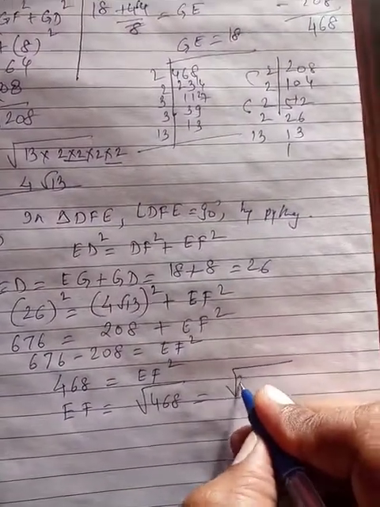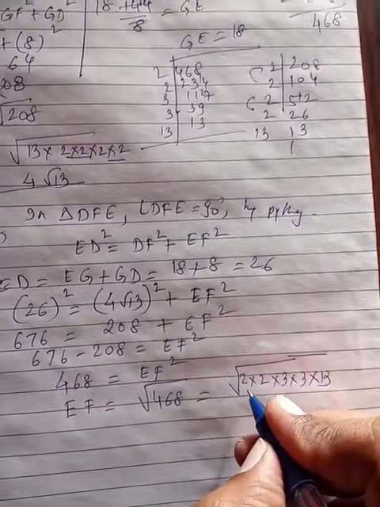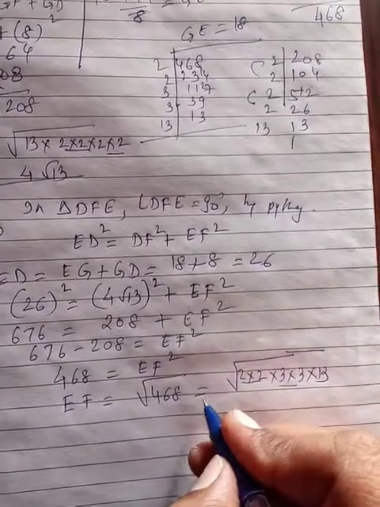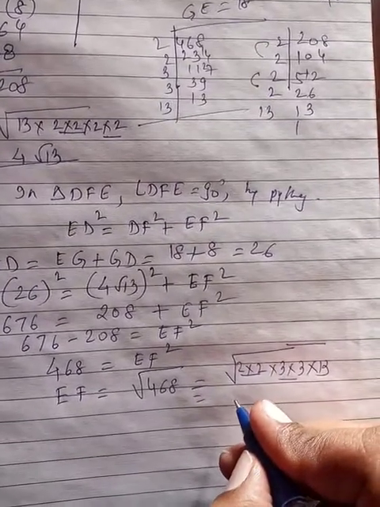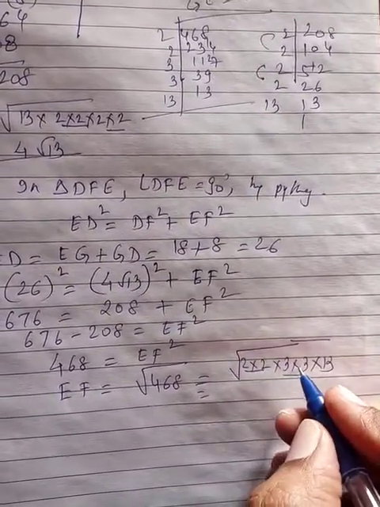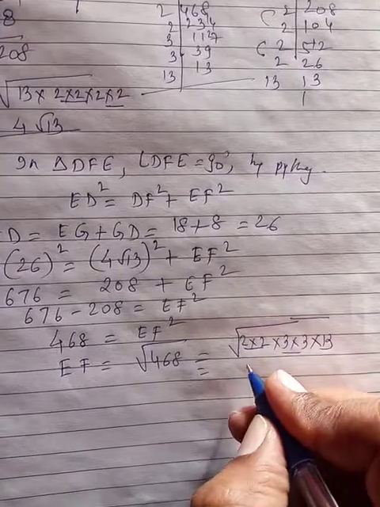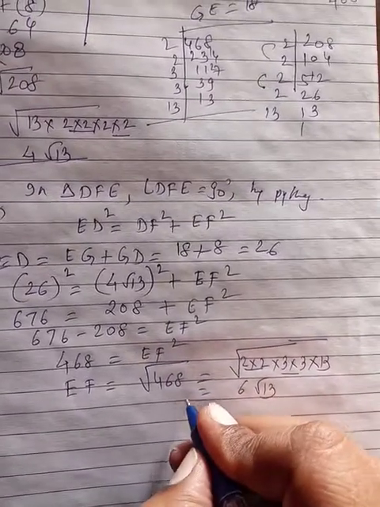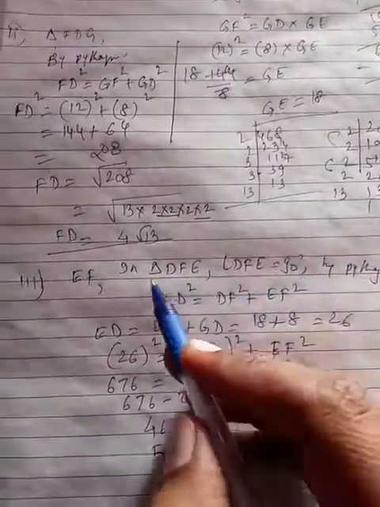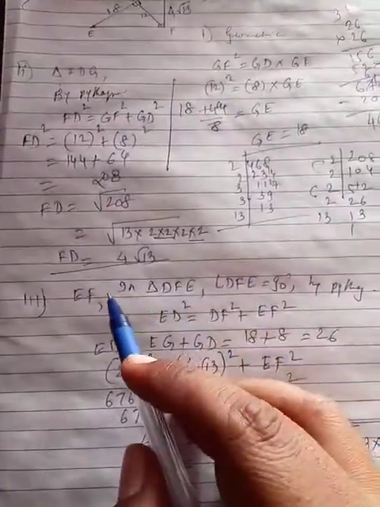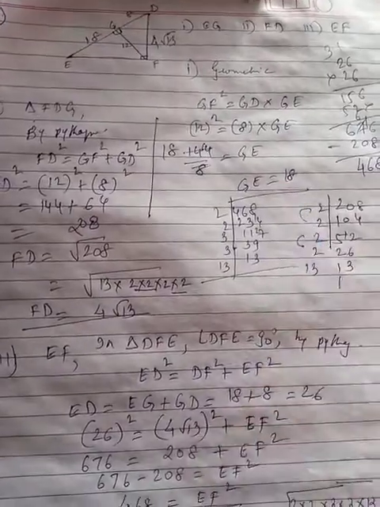So that is 2 into 2 into 3 into 3 into 13. So 4, 3 3 is 9. So here we get 1 2 and 1 3 outside. If you multiply, 3 3 is 9, 9 to the 18, 18 to the 36, square root of 36 is 6, 6 root 13. So EF we get as 6 root 13. So we get all the three values. EF is 6 root 13, FD is 4 root 13, and EG we calculated as 18 units. So that is proved.